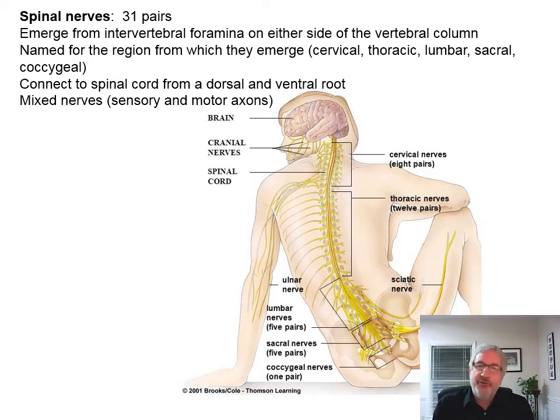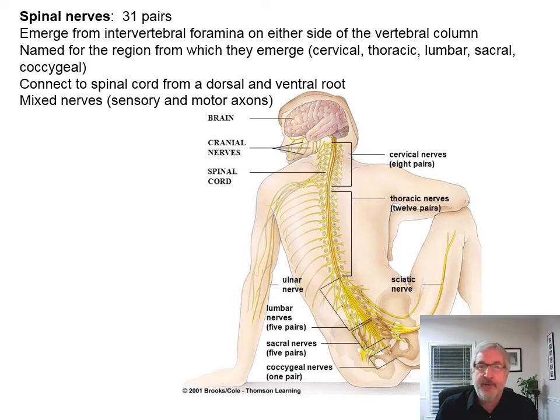Spinal nerves are called mixed nerves because they have both sensory and motor axons. We're going to learn that of those dorsal and ventral roots, one is sensory and one is motor. And I'll tell you now, the dorsal one is the sensory one and the ventral one is the motor one. So what you can see are cervical nerves, there are 8 pairs of those. Thoracic nerves, you have 12 pairs. Lumbar, you have 5 pairs. Sacral, 5 pairs. And coccygeal, 1 pair coming out. I'm going to show a better picture. There are also a few other nerves it points out, the sciatic nerve and ulnar nerve, but we're going to get into those and talk about what those do too.